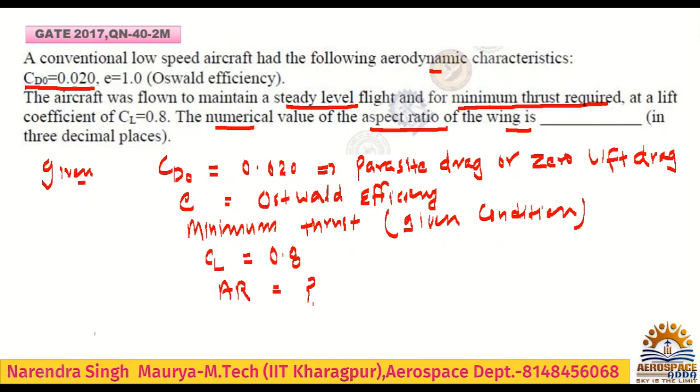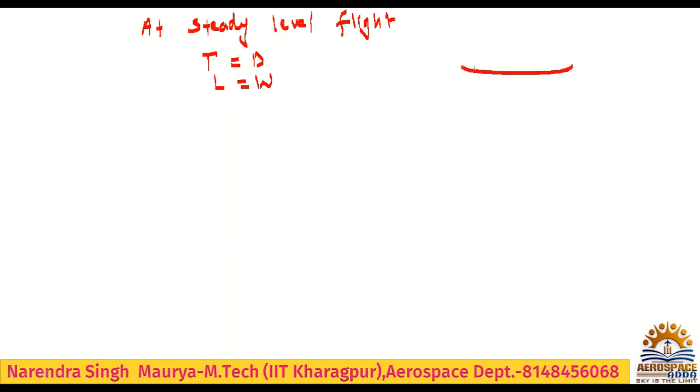It is given here, so you can write: at steady level flight condition, what is the condition? Thrust is equal to drag and lift is equal to weight. For any aircraft, this is the basic condition.